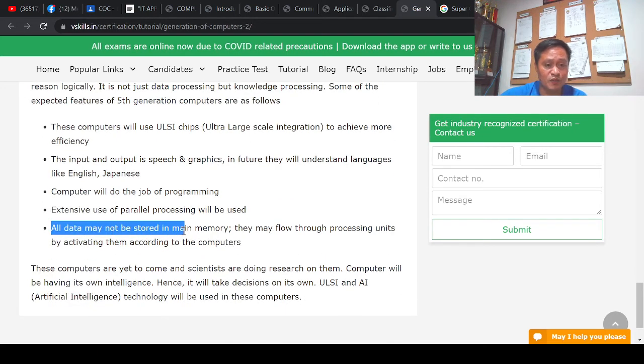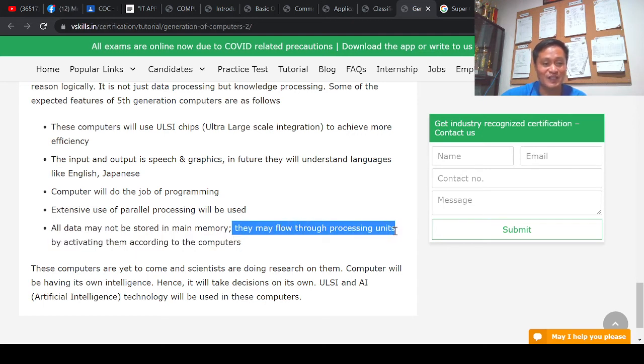And all data may not be stored in main memory. Look at this. They may flow through processing units. There are lots of them. They're now trying to divide the processing and the memory, putting them into some units under processing.